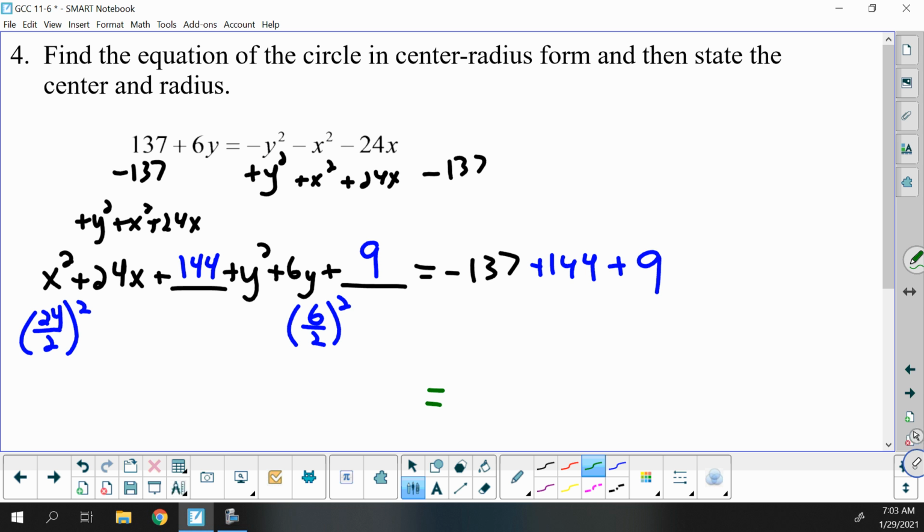When we add up the right, we're going to get 16. And on the left, we're going to have an x part that's squared plus a y part that's squared. We did 24 divided by 2 to give us 12. Then 12 is what got squared, so we would want a plus 12 in our x parenthesis. We did 6 divided by 2 is 3. 3 is what got squared, so we want a plus 3 in our y parenthesis.